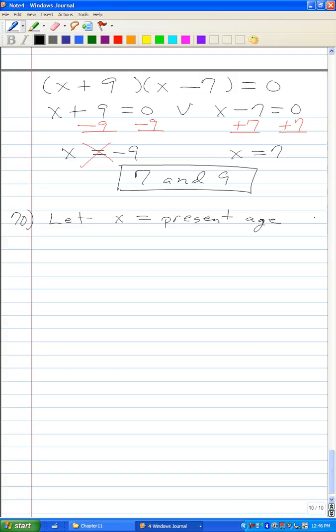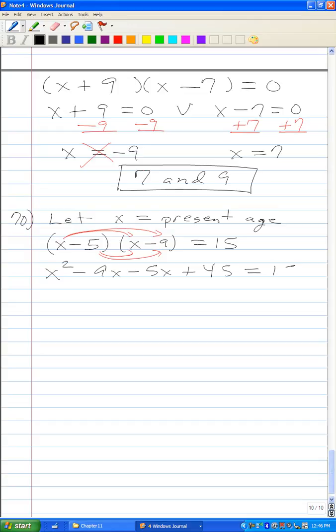So x is the present age of John. Then his age 5 years ago, well, he was 5 years younger: x minus 5. His age 9 years ago is x minus 9. And their product is 15. So let's try to solve that. Let's multiply this out. So x squared minus 9x minus 5x plus 45 is equal to 15.